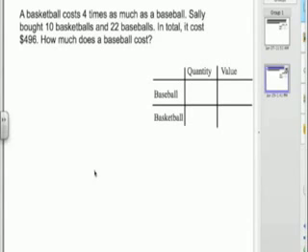This is our first money problem. A basketball costs 4 times as much as a baseball. Sally bought 10 basketballs and 22 baseballs. In total, it cost her $496. How much does a baseball cost?